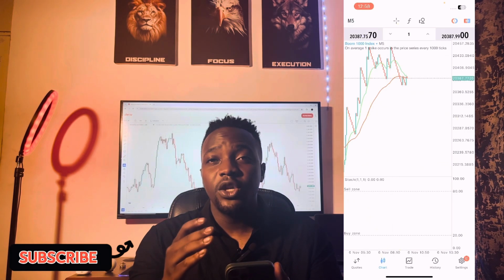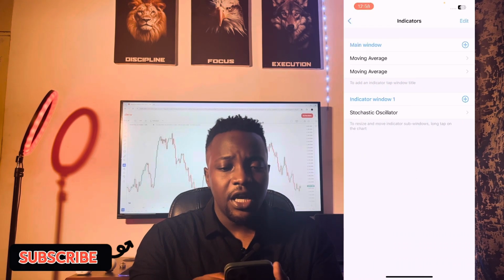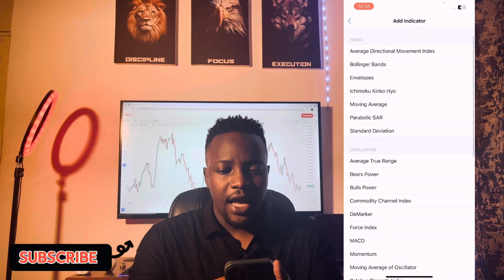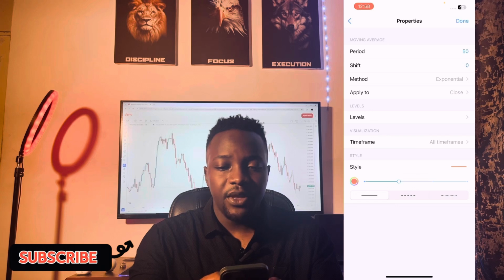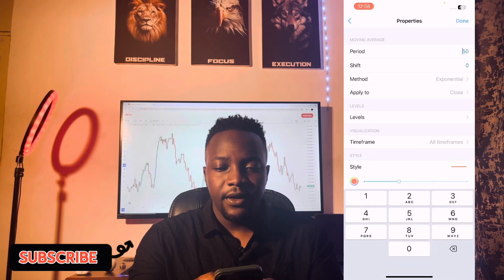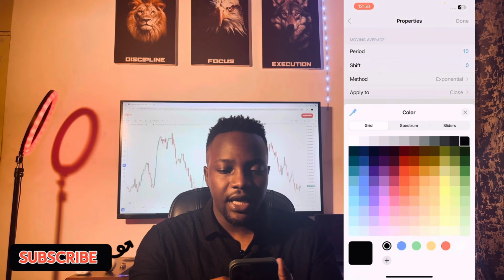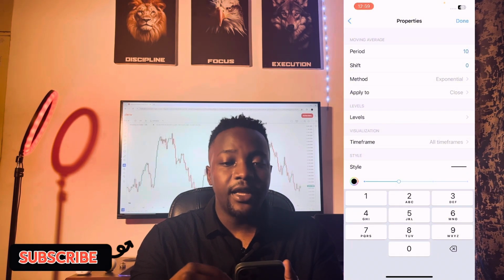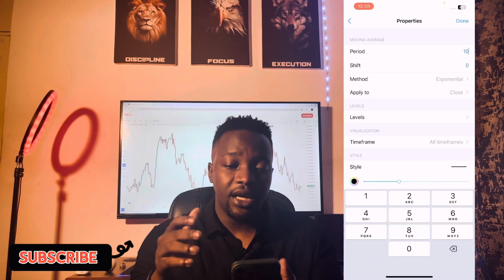Last but not least, we need to add our final indicator. Going back to my indicators section, we are going to click on indicator window 1, and this time around we're going to add the moving average. But this time the period is going to change to 10 right here. Everything else remains the same except of course the color. I'll change it to black so that it's different from the other moving averages that we have, and these will be the final properties for this final indicator that we are adding right now.